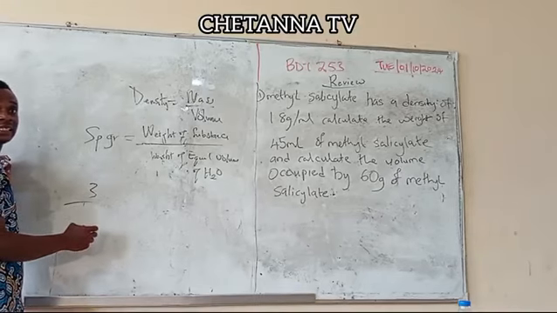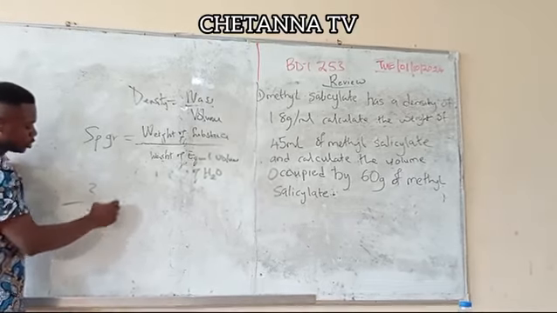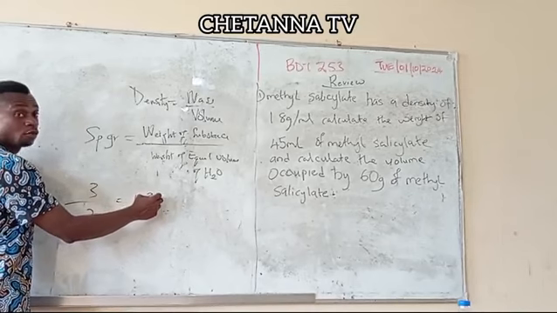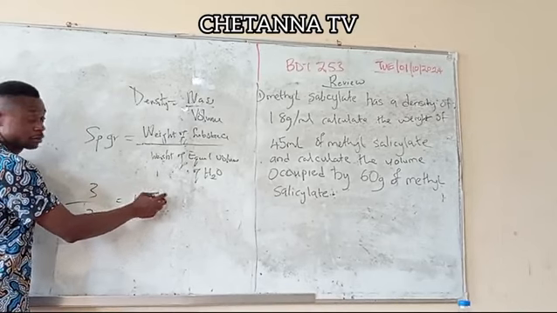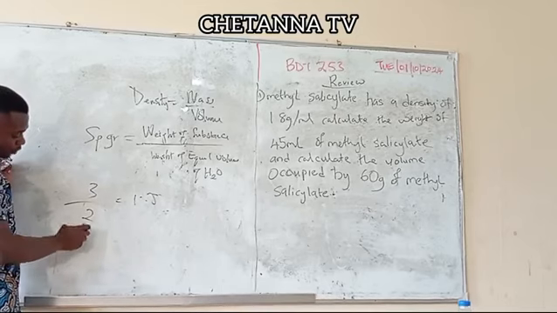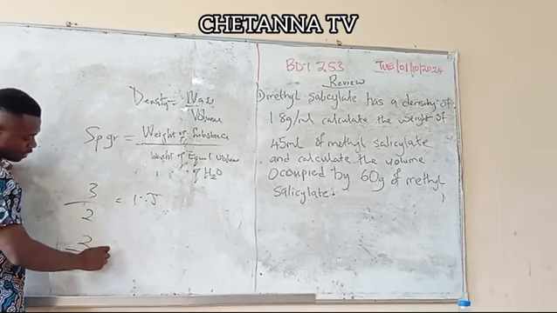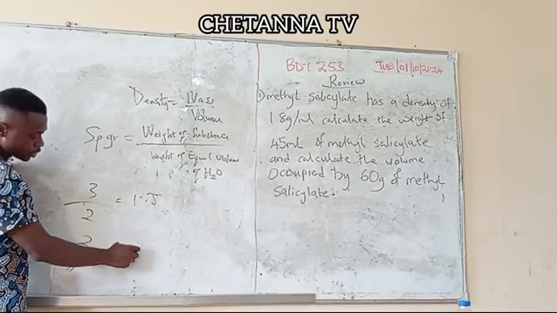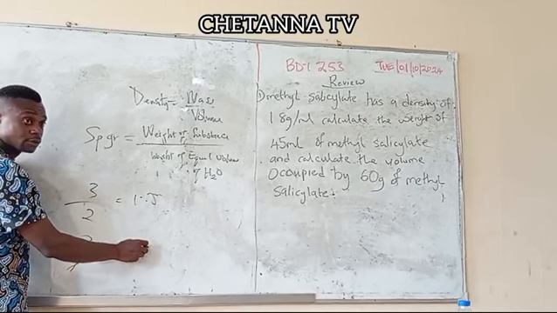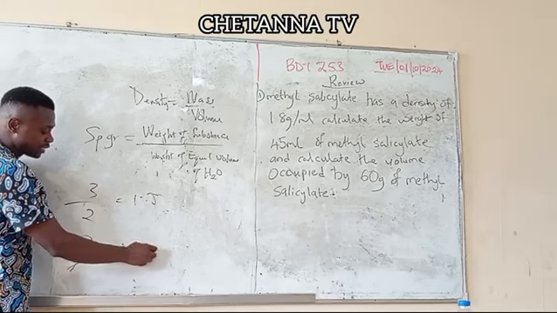It is like when you have a greater numerator, let's say 3, divided by a lesser denominator, let's say 2. You have 1 point 5. But if you have 2 over 3, you have 0 point 6 something.